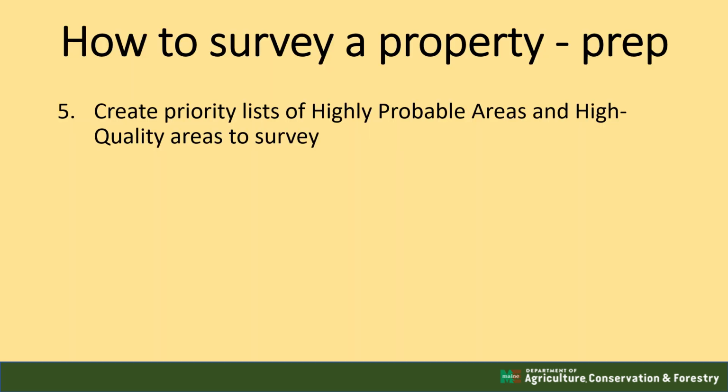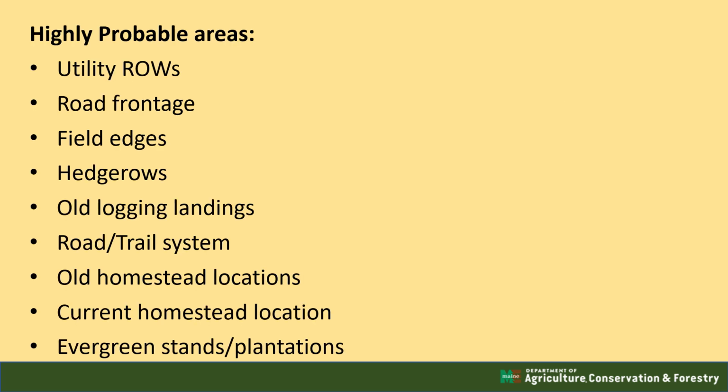Welcome back. So another item to look into during your preparation for the survey is creating lists of highly probable areas where invasive plants may be present and high quality areas on the property to survey. So what do I mean by these areas? Highly probable areas include utility right-of-ways, road frontage, field edges, hedgerows, old log landings, road trail systems, old homestead locations, the current homestead location, evergreen stands and plantations. Areas from my experience where you typically find invasive plant species if they're present on the property.